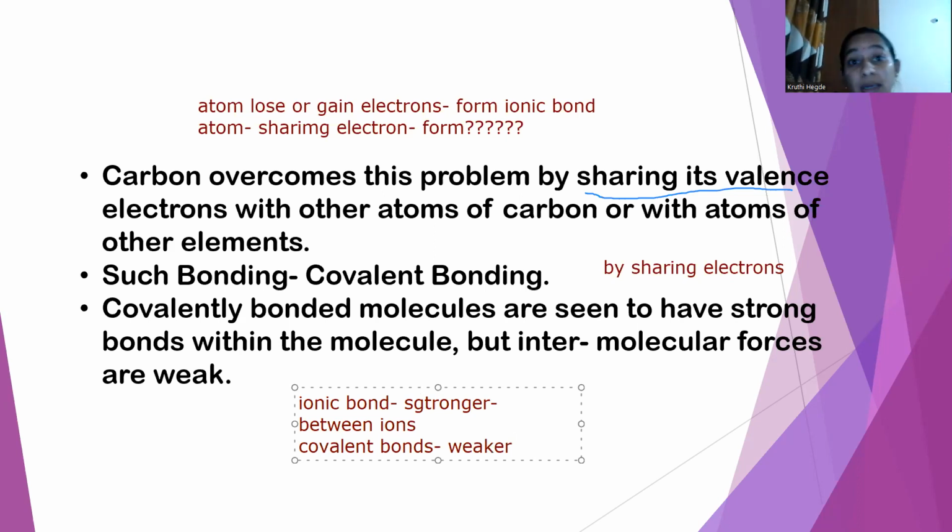Let us take water, H2O. In H2O there is a strong bond between H and oxygen. But the bond from one water molecule to another water molecule is weak. Okay? So that is what is given here: it will have strong bonds within the molecule. Within the molecule it is strong, but intermolecular forces are weak, and this is the main reason for many of the properties of covalent compounds. Okay? So next, let me move ahead.